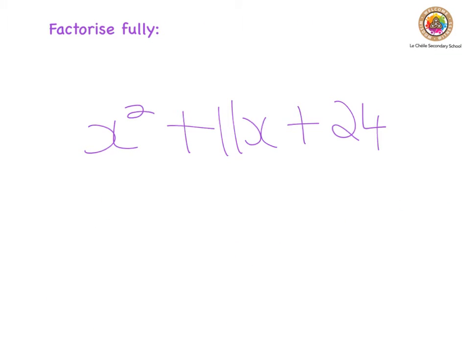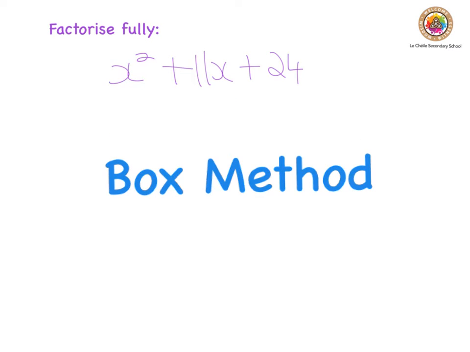Here in this question, we're asked to factorize fully x squared plus 11x plus 24. So the first thing we see is that it's 3 terms: something squared, a variable, and a constant, a number on its own. So it's a quadratic trinomial, and we know we're going to have a new kind of method for it. Before, we used the box method when we were expanding brackets, and similarly, we can use a box method to factorize.